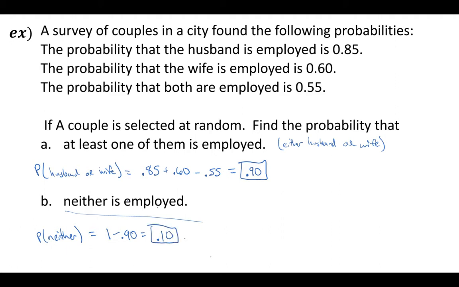This is called the complement, is the technical term. The complement is always just 1 minus whatever the chances of it being true are. So chances of it not being true are 1 minus 0.9. There is one problem on your assignment that you do this. And I'll try to point that out to you.